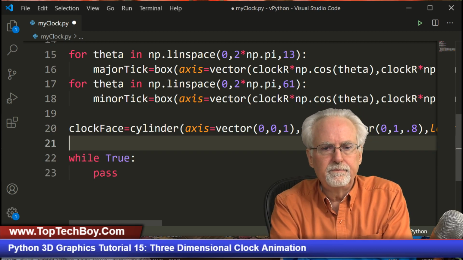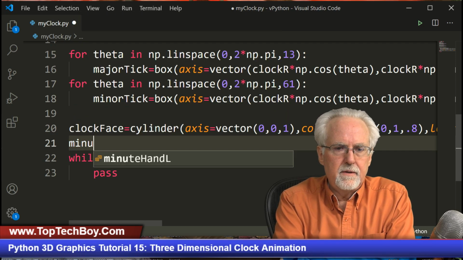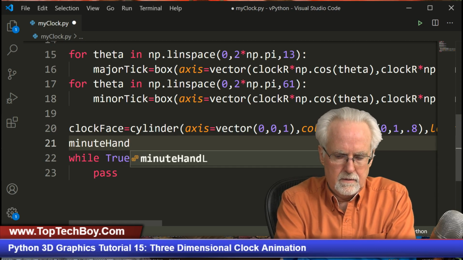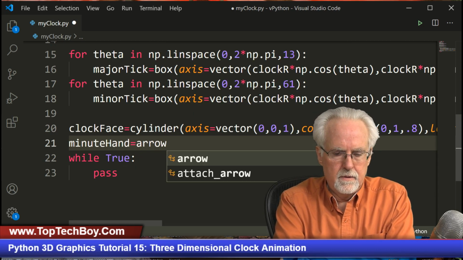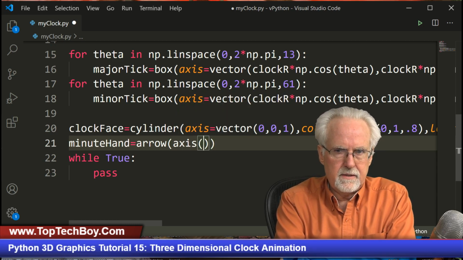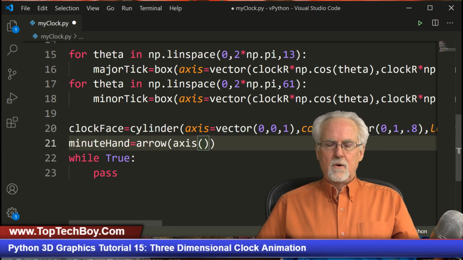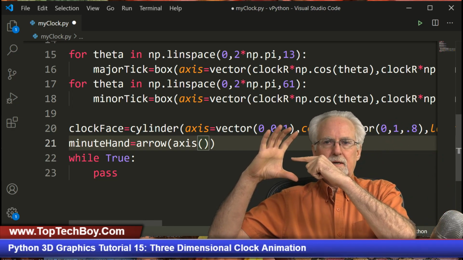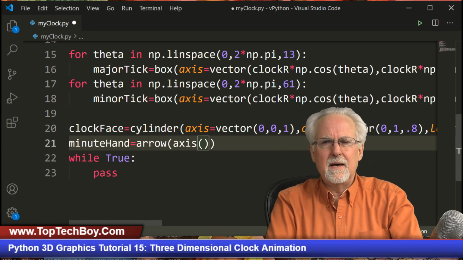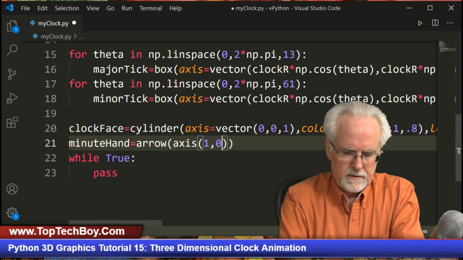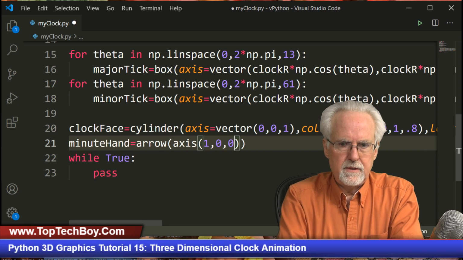So I'll come here and now I'm just going to say minute hand is equal to an arrow, and let's go ahead and give it an axis. Let's just give it an axis of, let's see, where is this thing going to be pointing? The face is up like this, and so I would point it out 1 in X and not up. That would be kind of like the 15-minute position. So we're going to go 1 in X, 0 in Y, and 0 in Z.